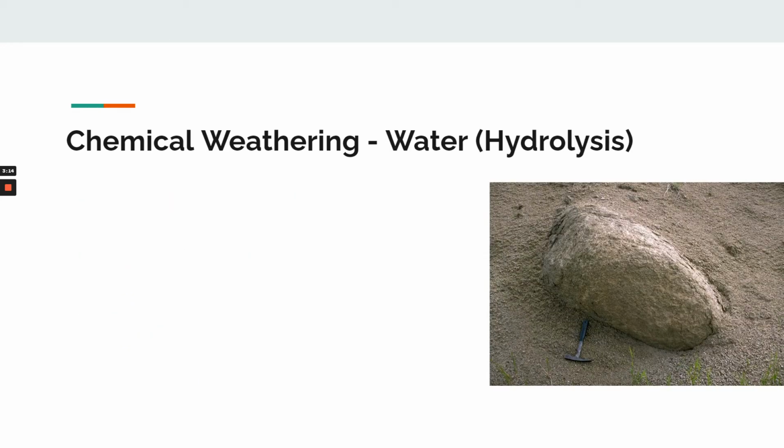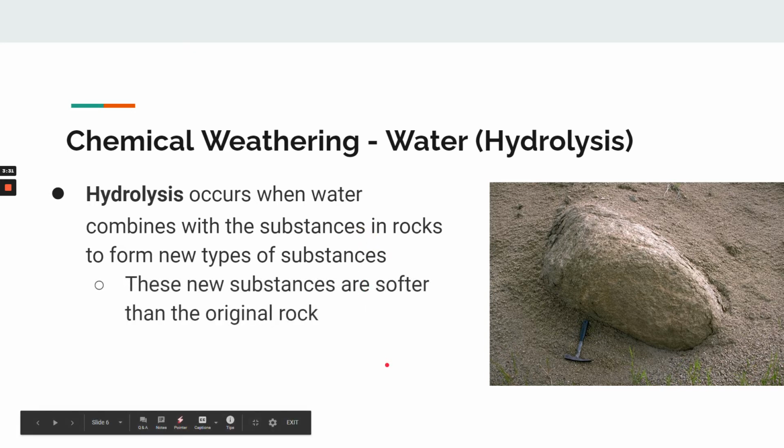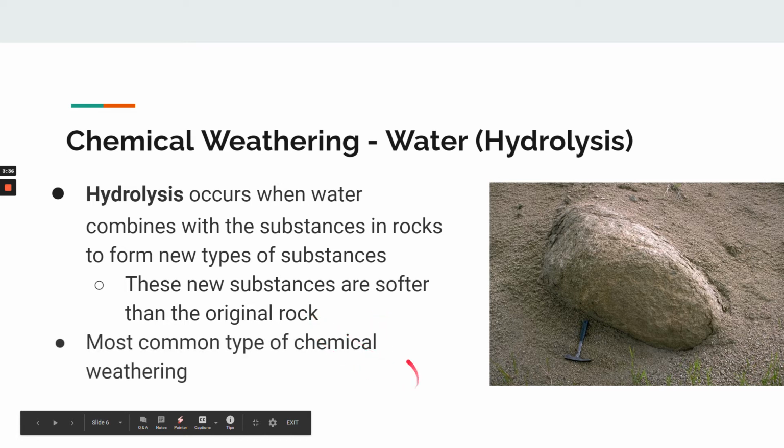Next type of chemical weathering we have is called water hydrolysis. Hydrolysis, so we have the prefix hydro in here, right, for water. This occurs when water combines with the substances in rocks to form new types of substances. So the water is actually changing the rock into something else. And the new substances that form are softer than the original rock. This is the most common type of chemical weathering.